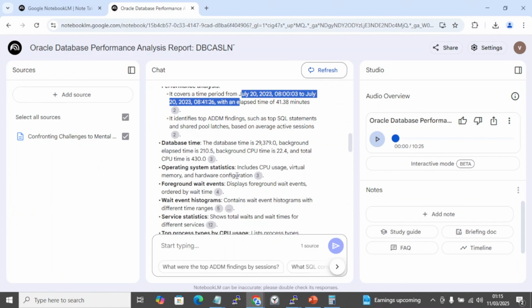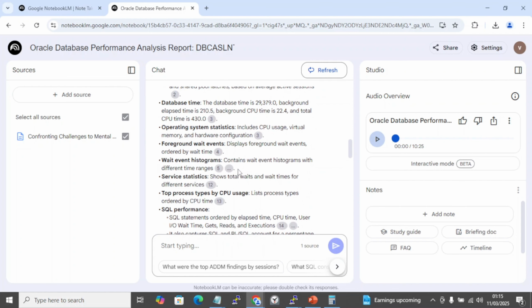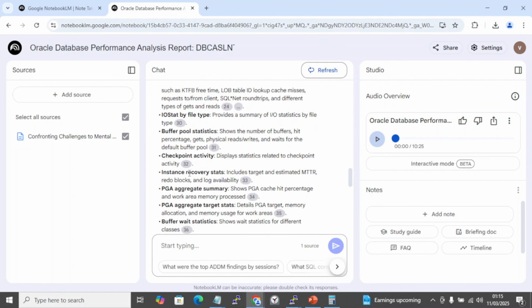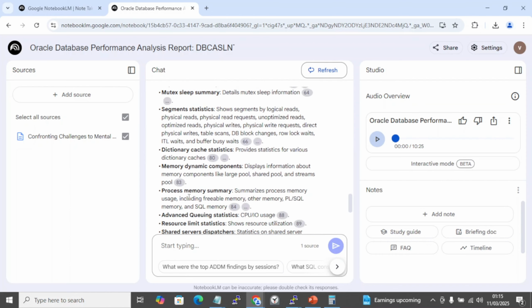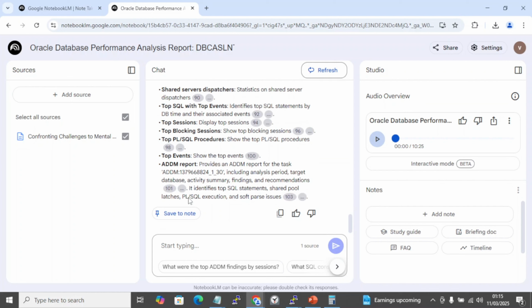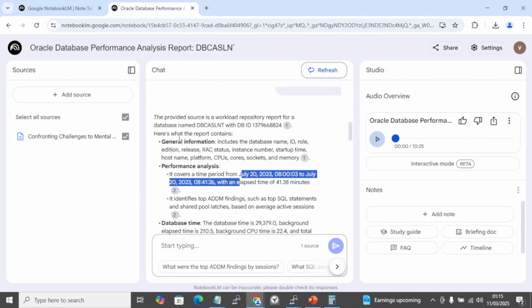Is fine. Operating system statistics. So it gives you all the various sections in the report: SQL performance, key instance activities, buffer pool statistics, PGA. Yeah, it gives all the various categories that we have in the AWR report, which is nice. All right, so yeah, here is what the report contains.